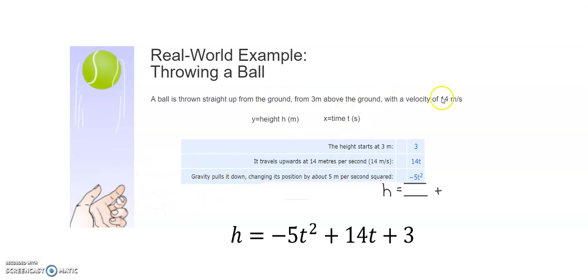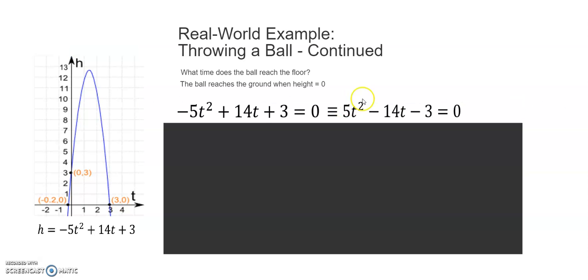So if we go through and take out these values, we see that the height starts at 3 meters, so our height, h, starts at 3. Travels up at 14 meters per second, so it's 14 times t, as it's 14 meters times t seconds. And gravity pulls it down. We can derive this from SUVAT, but don't need to worry about it. But essentially, this gives us our equation. H is minus 5t squared plus 14t plus 3 when summed together.